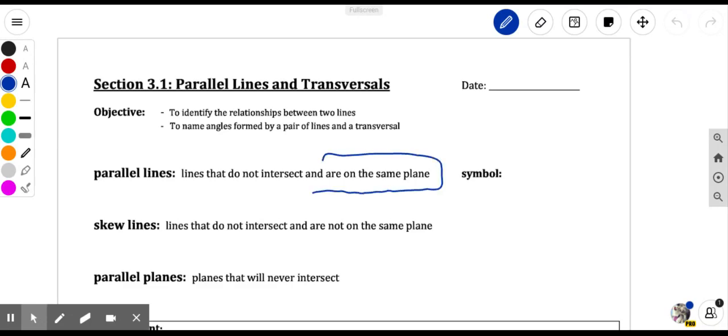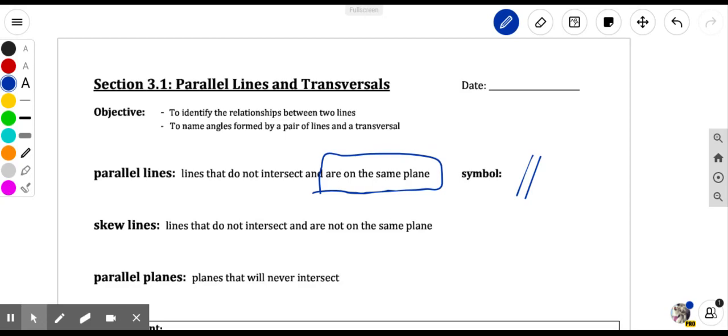So that's the part that is kind of specific to geometry, that they're on the same plane. When you learn about parallel lines in Algebra 1 or pre-algebra, you usually don't really discuss them being on a plane. So parallel lines in geometry are lines that do not intersect and are on the same plane. This is the symbol for parallel. It's like a miniature little version of parallel lines. I will use it on the bottom to show you how the symbol is used.